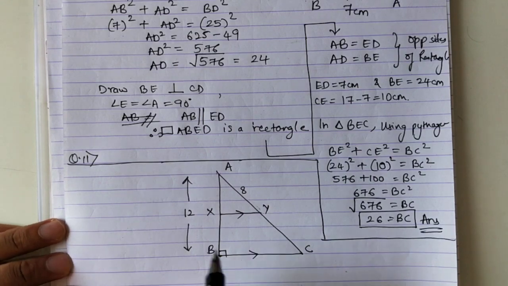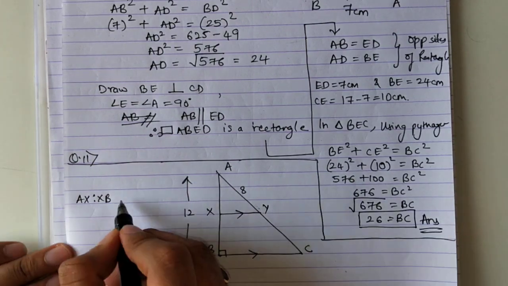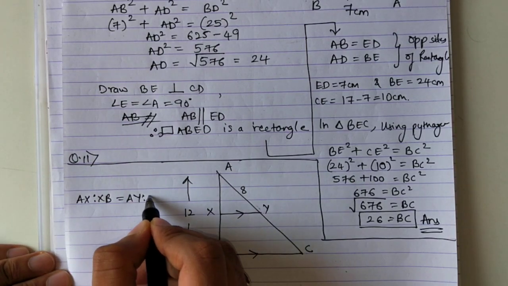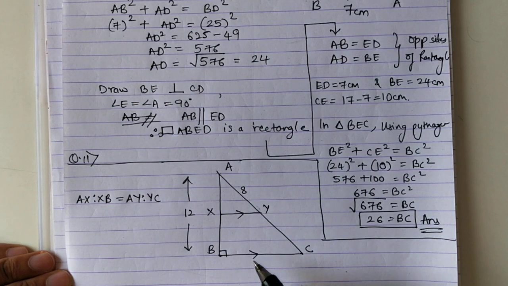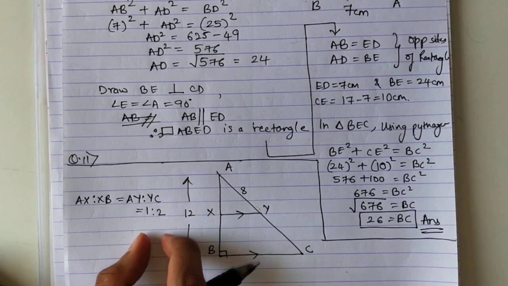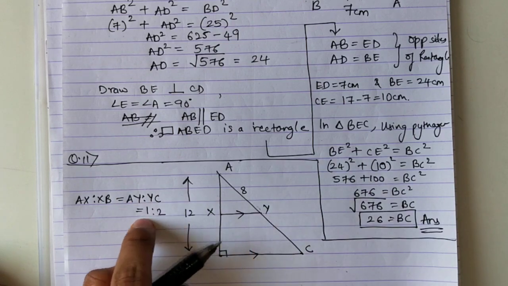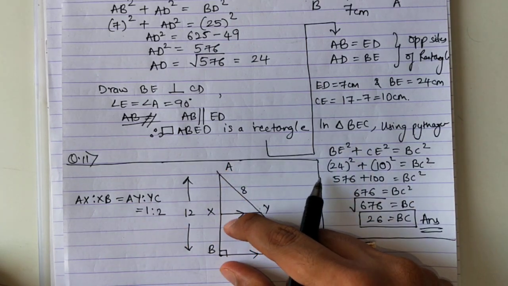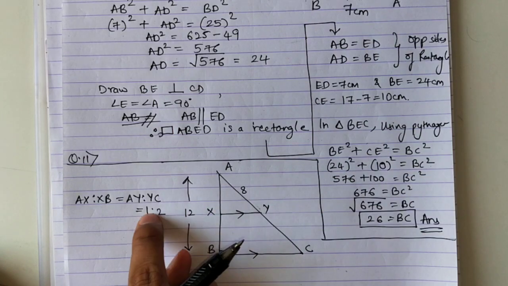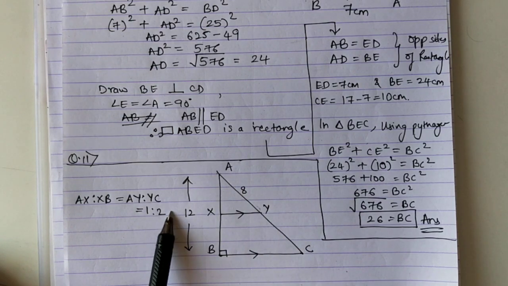And there is a ratio given that AX is to XB is equal to AY to YC is equal to 1 upon 2. They are giving us the ratios AX upon XB and AY upon YC. Both ratios are 1 upon 2. This is given in the question. Find the lengths of AC and BC. So we'll use this information now.